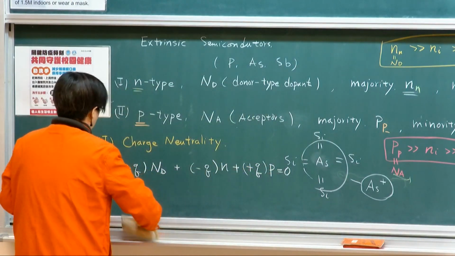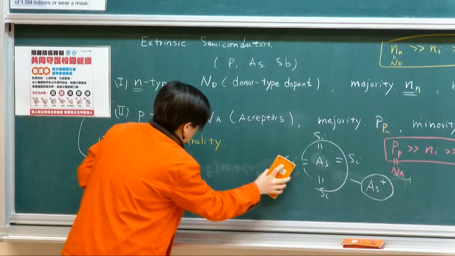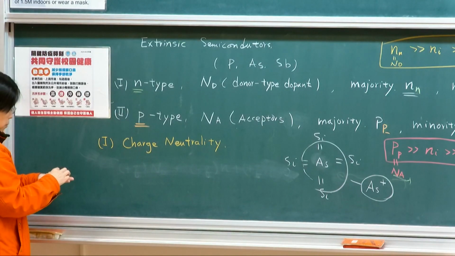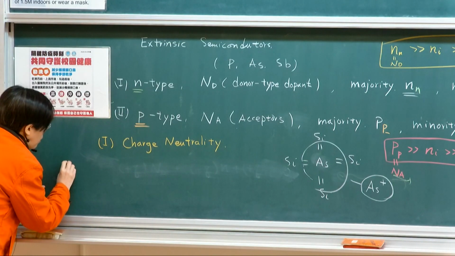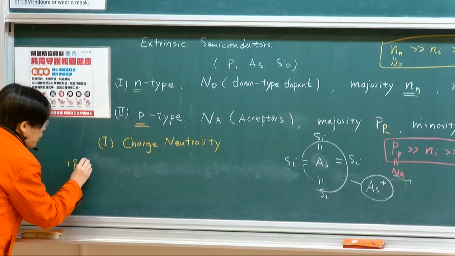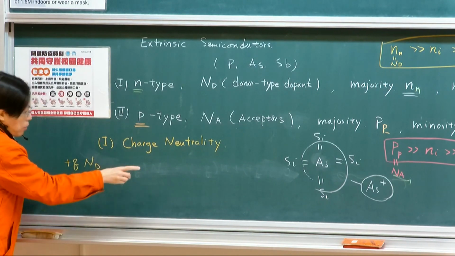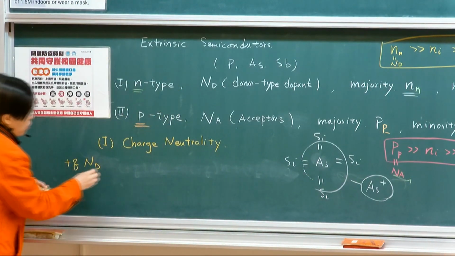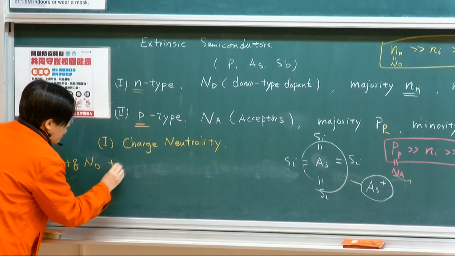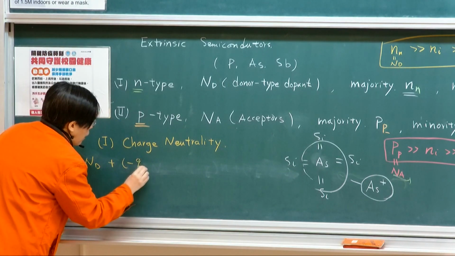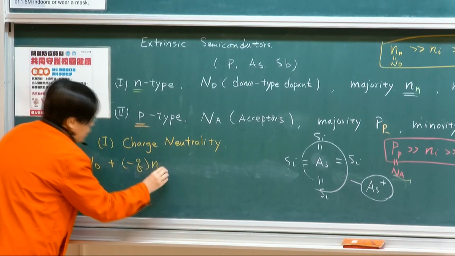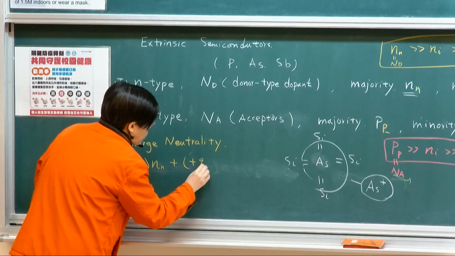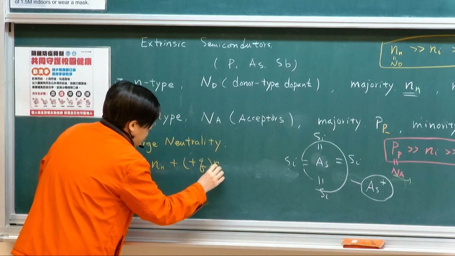Let me write it in yellow. Positive charge will be the ionized impurities. These are positive charge when the electron left. And then there's a negative electron, Nn, plus there's also another positive carrier, which is Pn.